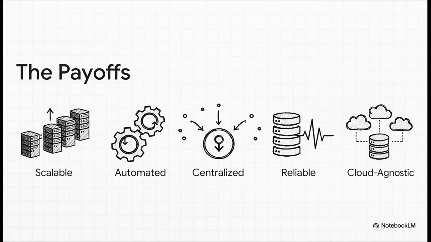You get a single source of truth, one centralized real-time dashboard for your entire fleet. It's also more reliable because each VM is responsible for its own status. And, maybe the best part, the core logic is totally cloud agnostic. This pattern works across GCP, AWS, you name it.